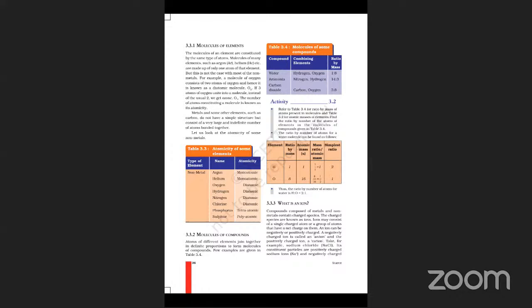So molecules of elements are made out of the atoms of the same element, two or more atoms of the same element, whereas molecules of compounds are made out of two or more atoms of different elements. They combine in a fixed proportion. Yes, sir.